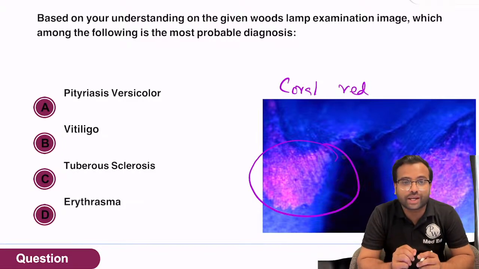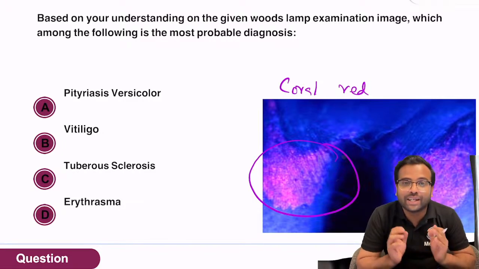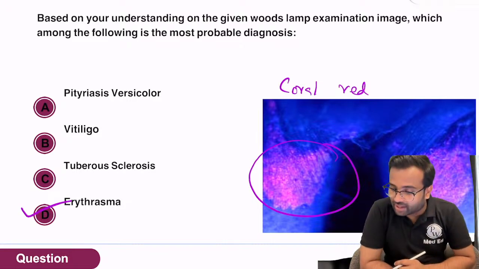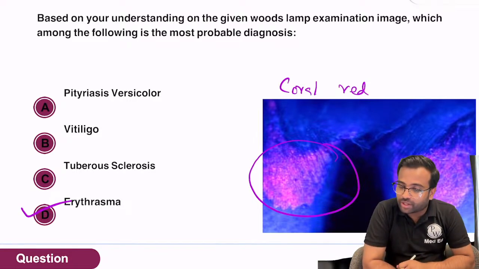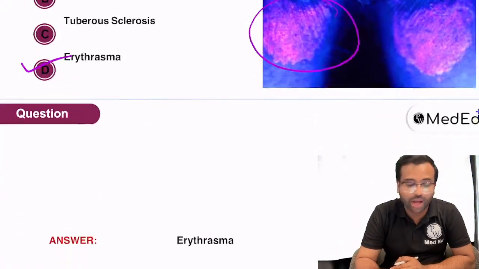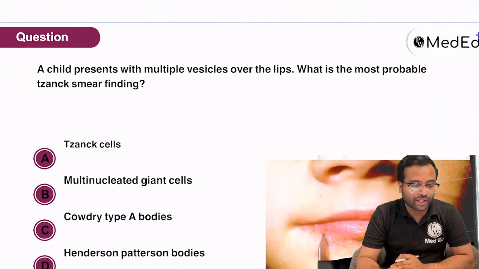I guess all of you have studied the tables where you find different fluorescence, and this is going to be erythrasma. Excellent. So Harita, Rashmi, Dharmesh, Nasrina, Gautam, all of you are answering it right. So this is seen in erythrasma. Amazing. So now let's move to the next question.